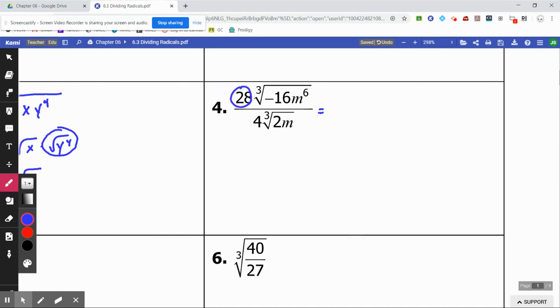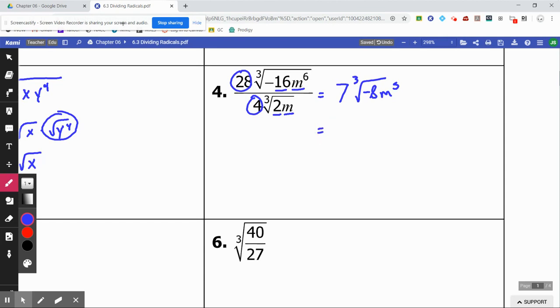Next one, 28 divided by 4. Treat that just like you would a fraction. That's 7. And you're left with the third root of negative 16 divided by 2, which is negative 8, left under there. You have m to the sixth and m to the first. Subtracting leaves you with m to the fifth.